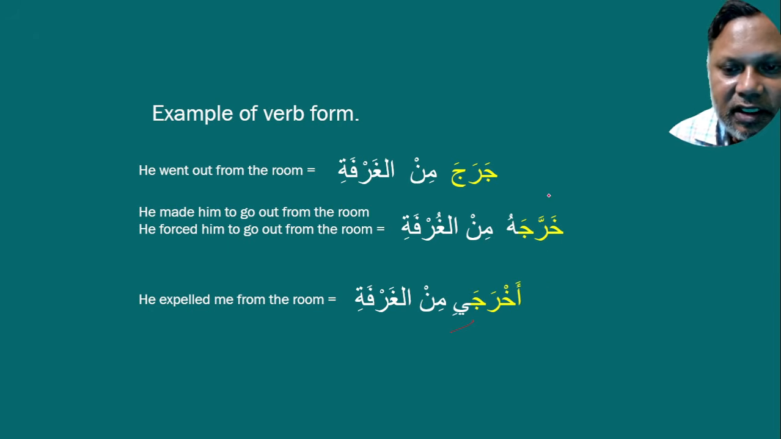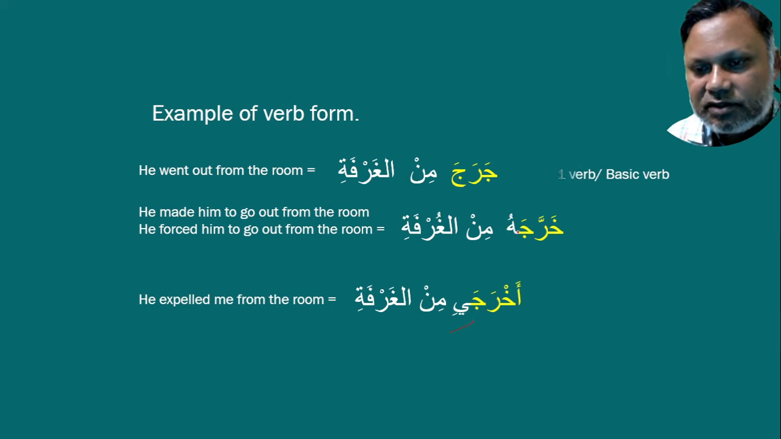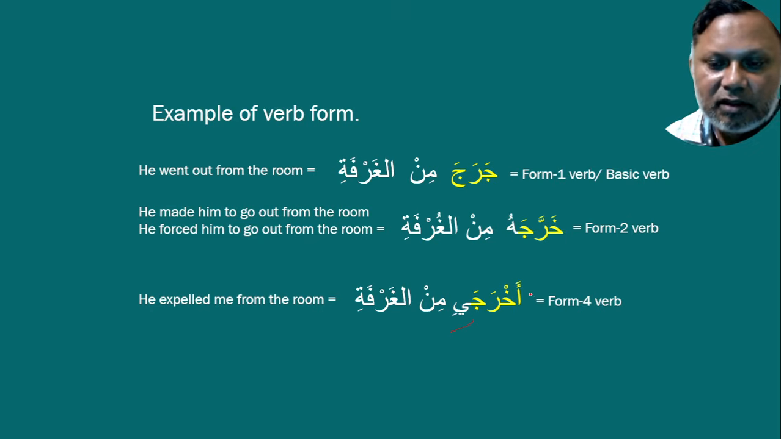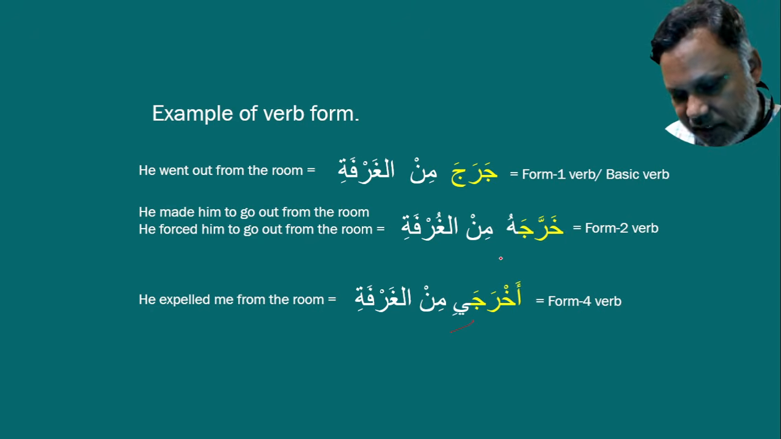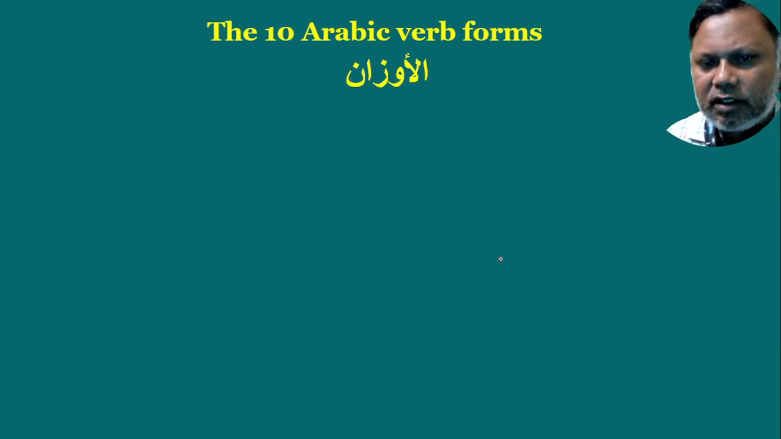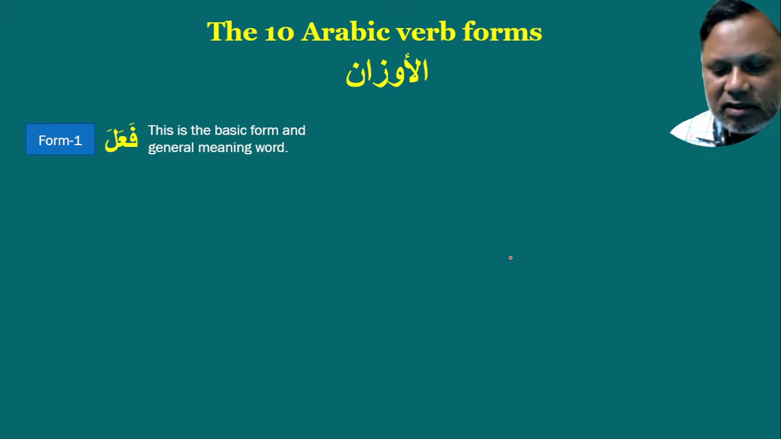So these are the three ways; sometimes we need to use different types of verbs. This first one is the form 1 verb, this one is form 2, and this one is the form 4 verb. Similarly, there are a total of 10 verb forms in Arabic. So we will see a brief discussion today of the 10 verb forms. Form 1 verb is the basic pattern of verb, fa'ala, and the standard meaning of form 1, like kharaja.